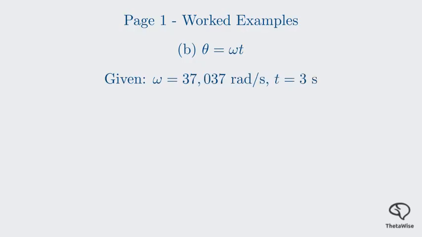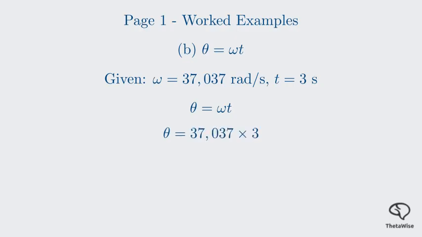The problem provides us with the angular velocity omega, which is 37.037 radians per second, and the time t, which is 3 seconds. The goal is to calculate the angular displacement theta. The fundamental formula relating these three quantities is theta equals omega times t. This formula tells us that the total angle an object has rotated through is the product of its rate of rotation, omega, and the duration of that rotation, t.